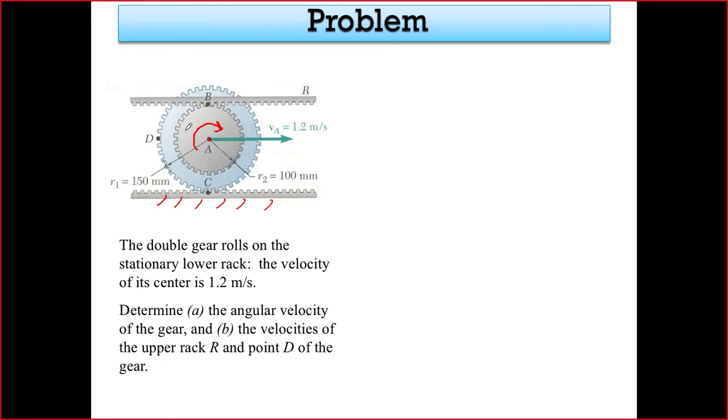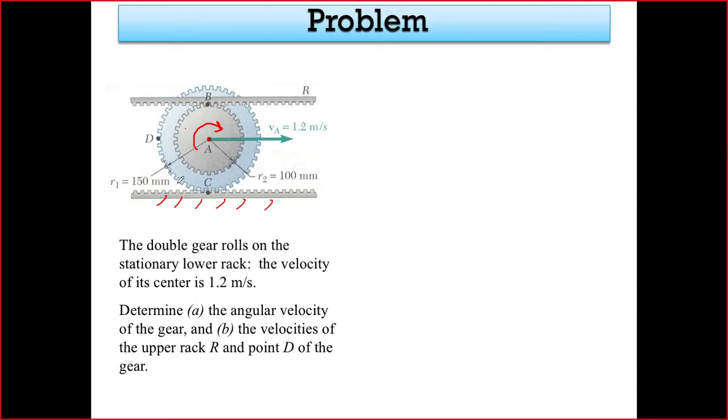So this double gear, ये जो ये वाला है, ये grey और blue, this rolls on the stationary lower rack, this one, and the velocity of the center of this double gear is 1.2 meters per second. So what we want to do is first to determine the angular velocity of the gear, double gear, and the velocity of the upper rack, ये वाला, ये जो R है, and the point D of the gear. ठीक है, तो अभी हम पहले सिर्फ velocity का analysis कर रहे हैं.